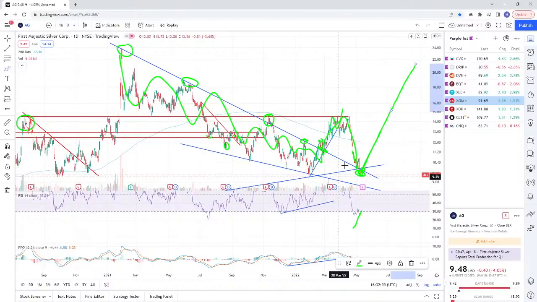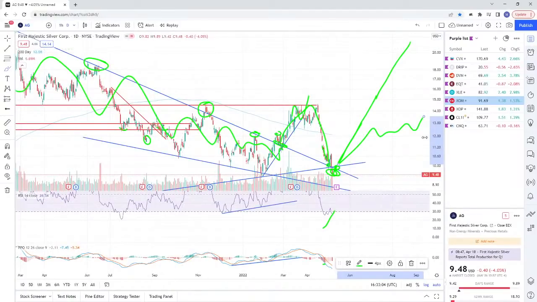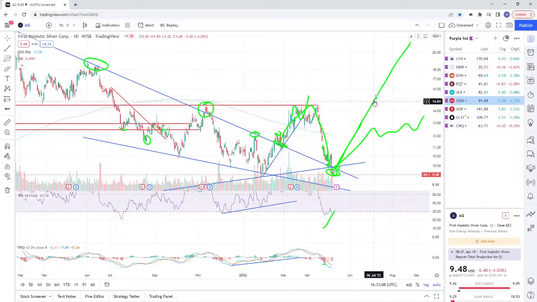I'm looking at the next leg higher in a prolonged bull trend. All right. Now, it's not going to do that. It's going to work its way higher. But, okay, that's what I got there on AG. That's my analysis on that one.